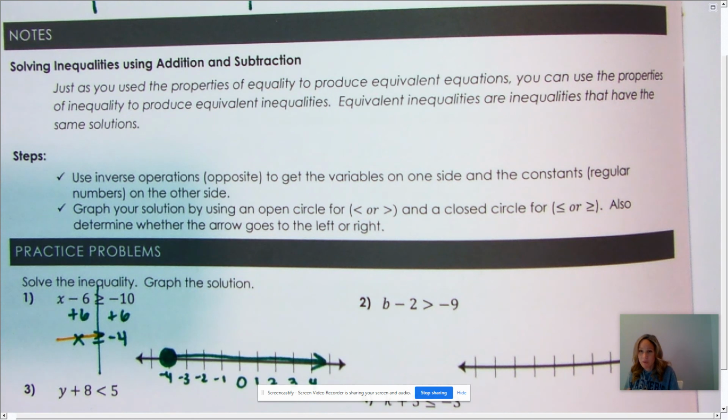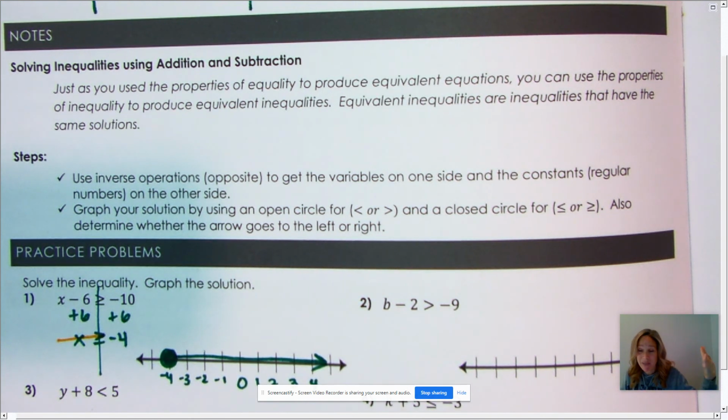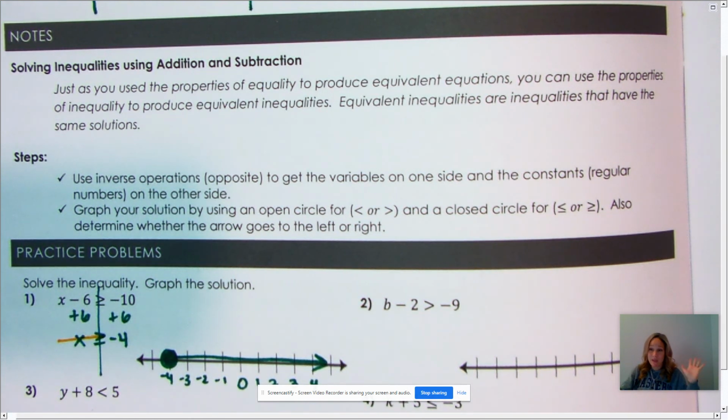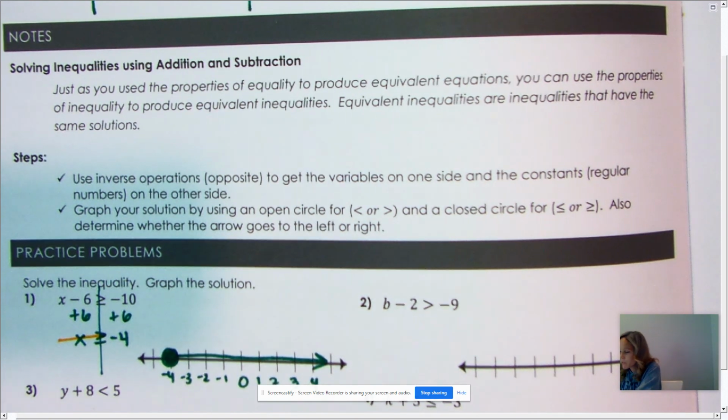Okay, question number 2. Remember, if I'm going too fast, just hit pause on me. Slow me down. If I'm going too slow, speed me up. That's the beauty of YouTube, right?